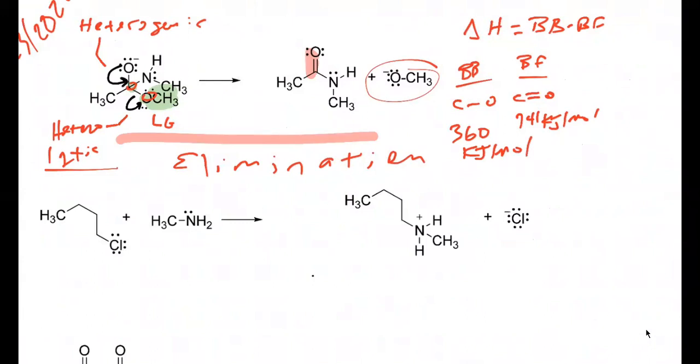So what is that? 381? Yes. Negative 381, right? Negative 381 kilojoules per mole. Right? That is very highly exothermic. Oh, I gave it away. If it's negative, it's exothermic. Is that right?